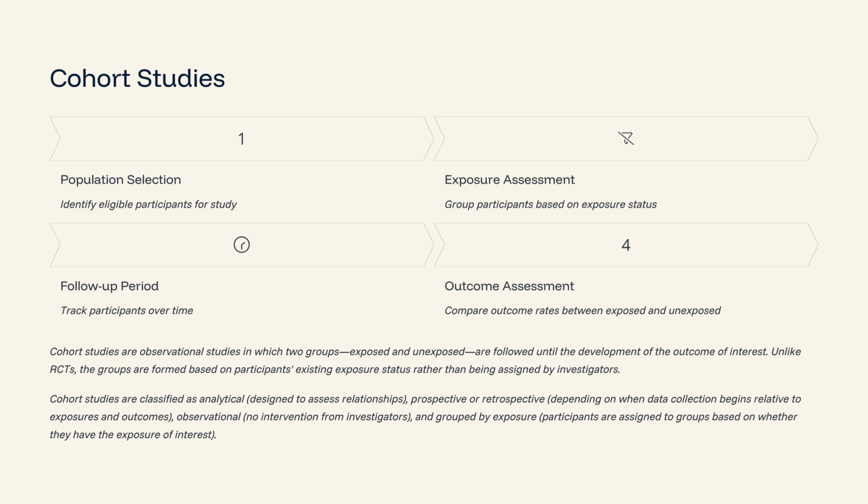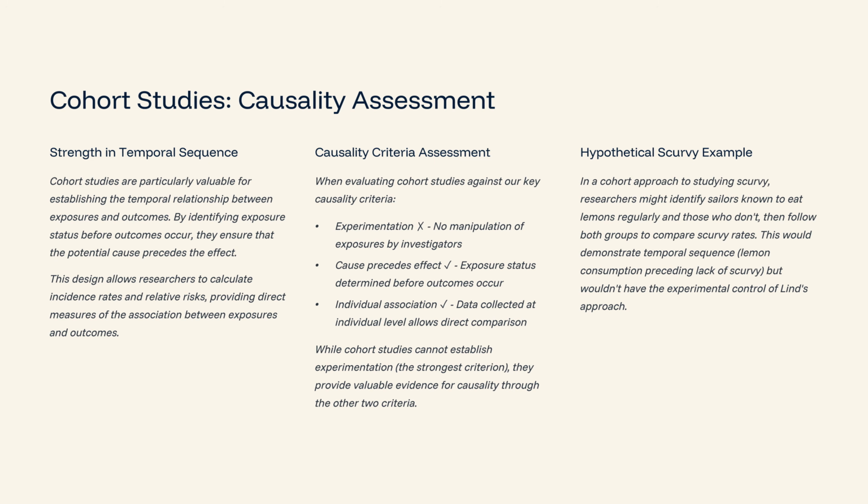And as we learned about, you can classify cohort studies as analytical. They can be prospective or retrospective. They are observational, and they are grouped by exposure. In terms of their ability to determine causality, they do have some value in terms of their temporal sequence. Okay? If we identify the exposure before the outcome occurs, that helps check off that box, right? And so we can say that's a strength of cohort studies.